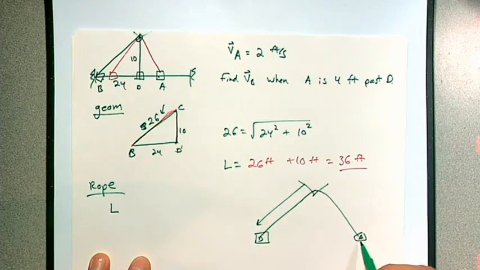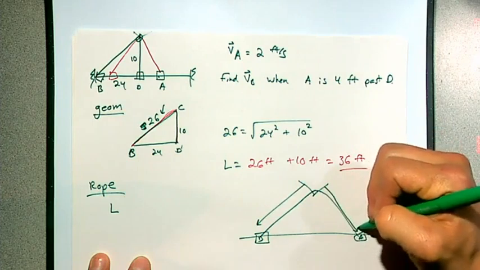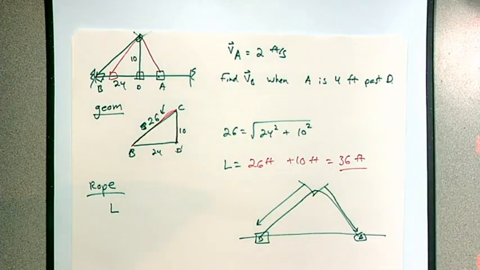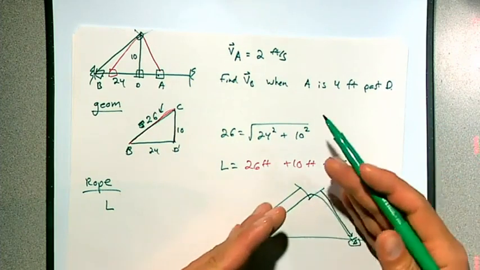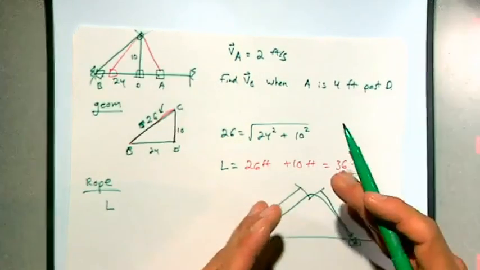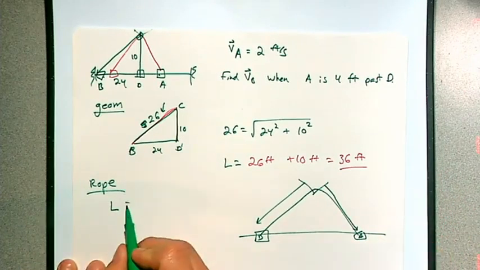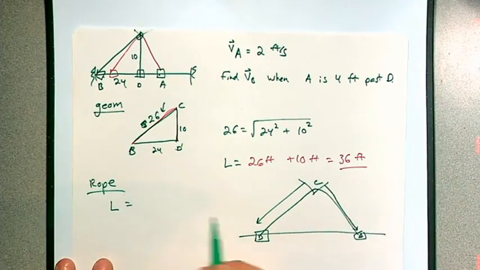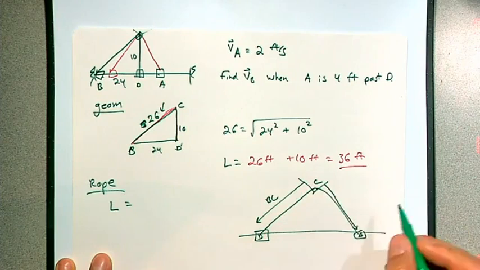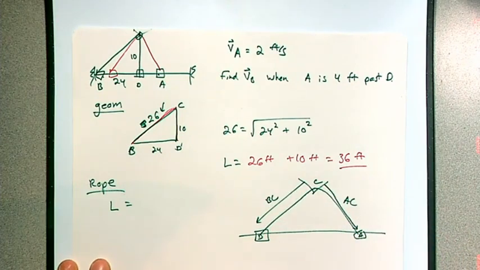here's B, here's A. They slide horizontally. So this datum point, it's going to be fixed in location, but I'm going to allow it to track the distance of the rope. So it's going to kind of rotate a little bit. So my rope, if this is point C, it's going to be this segment BC and this segment AC.